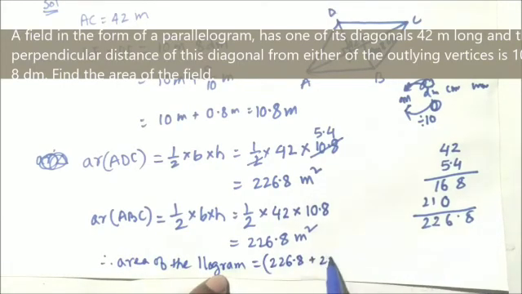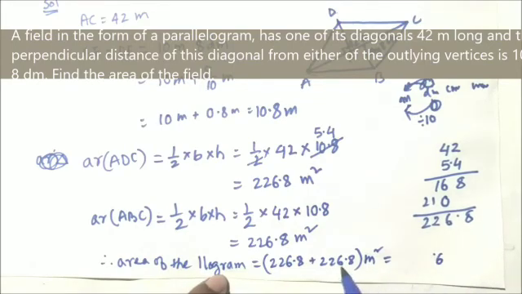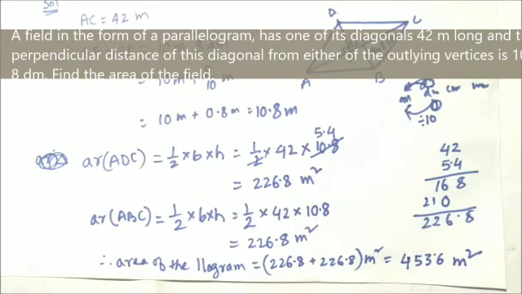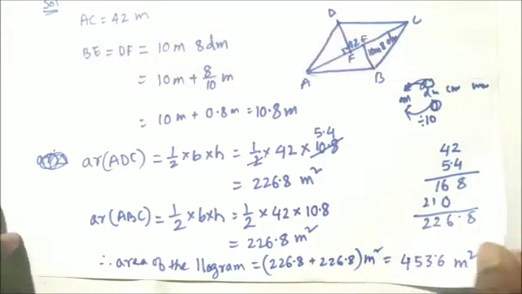So therefore area of the parallelogram is 226.8 plus 226.8 square meter, which is equal to, if we add this, 8 plus 8 16, 6 carry 1, 6 plus 6 12, 12 plus 1 13, 3 carry 1, 2 plus 2 4, 4 plus 1 5, 2 plus 2 4, 453.6 square meter. So this is the solution of this question. I hope it is clear.